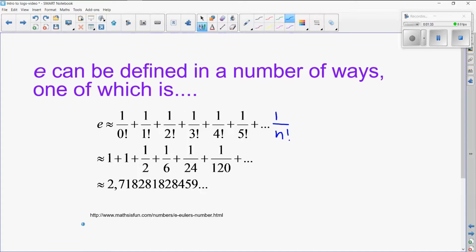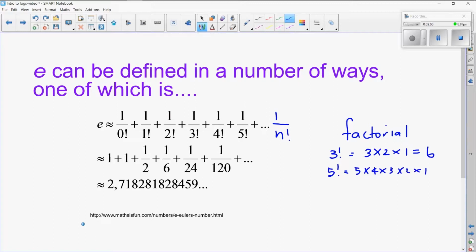Now let's just recap what a factorial is. So the word is factorial, and if I tell you 3 factorial, then it's 3 multiplied by 2 multiplied by 1, and 3 factorial has a value of 6. If we talk about, say, 5 factorial, we're going to write down 5 times 4 times 3 times 2 times 1, and this adds up to 120.